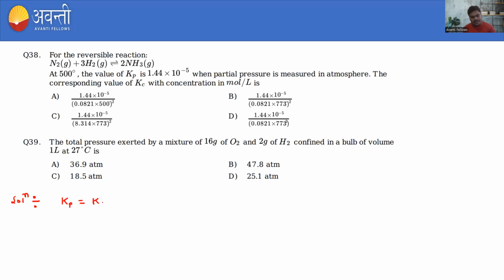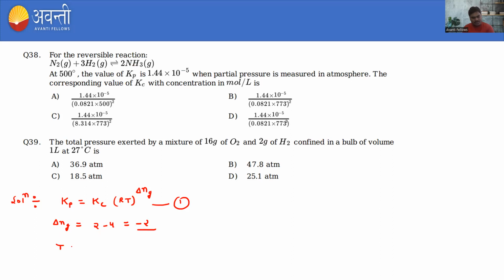That is Kp is equal to Kc into RT raised to the power delta ng. So this is the relationship between Kp and Kc. In this question you have to calculate Kc, so let me first calculate delta ng. What is delta ng for this reaction? That is the change in number of gaseous moles. On the product side the number of gaseous moles is 2, and on the reactant side 3 plus 1, that is 4. So delta ng comes out to be minus 2.